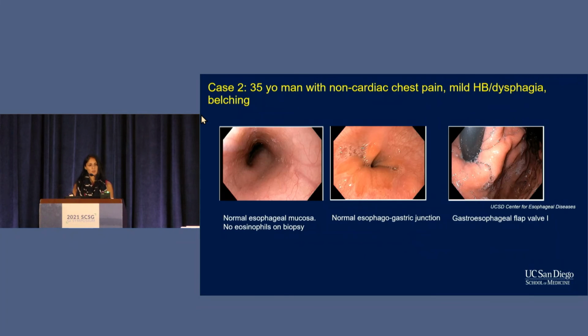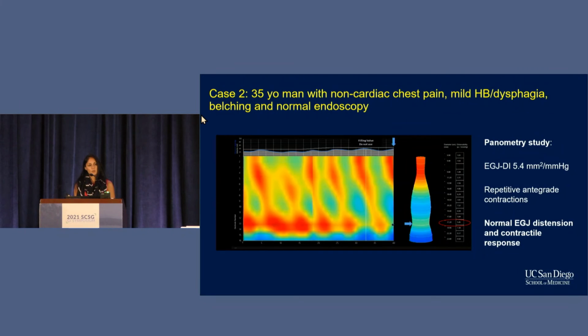For him, we started with an upper endoscopy, and his is very different from our last patient. Beautiful esophageal mucosa, healthy vasculature, biopsies negative for EoE, normal esophagogastric junction, gastroesophageal flap valve grade 1, no hiatal hernia. Because he had dysphagia, we did perform FLIP. And here you can see that he has that lovely repetitive antegrade contraction. He meets the rule of 6. His EGJ distensibility index was 5.4, which is normal. His diameters were well above 18. So he had a normal FLIP study.